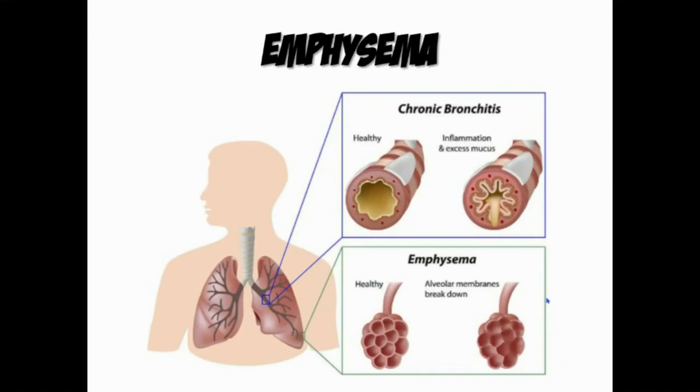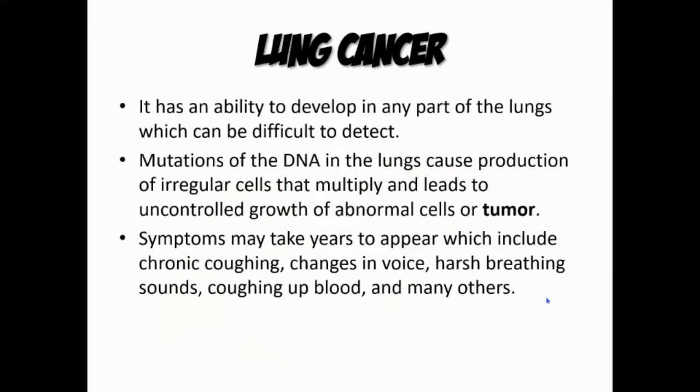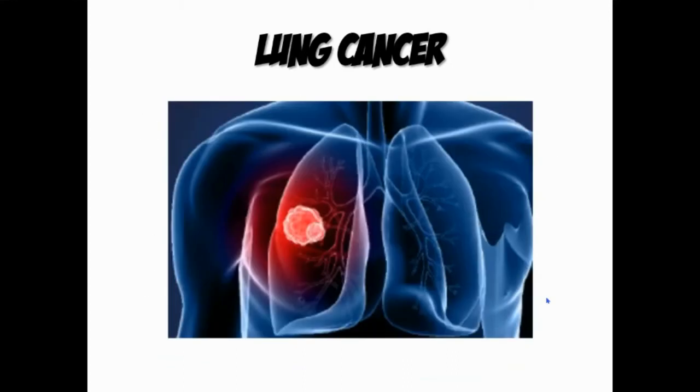Then I think this is the last two, yung lung cancer. It has an ability to develop in any part of the lungs which can be difficult to detect. Mutations dun sa DNA in the lungs cause production of irregular cells that multiply and lead to uncontrolled growth of abnormal cells or tumor. So symptoms may take years to appear, which include chronic coughing, changes in voice, harsh breathing sounds, and coughing up blood, and many more. Maraming sintomas yan.